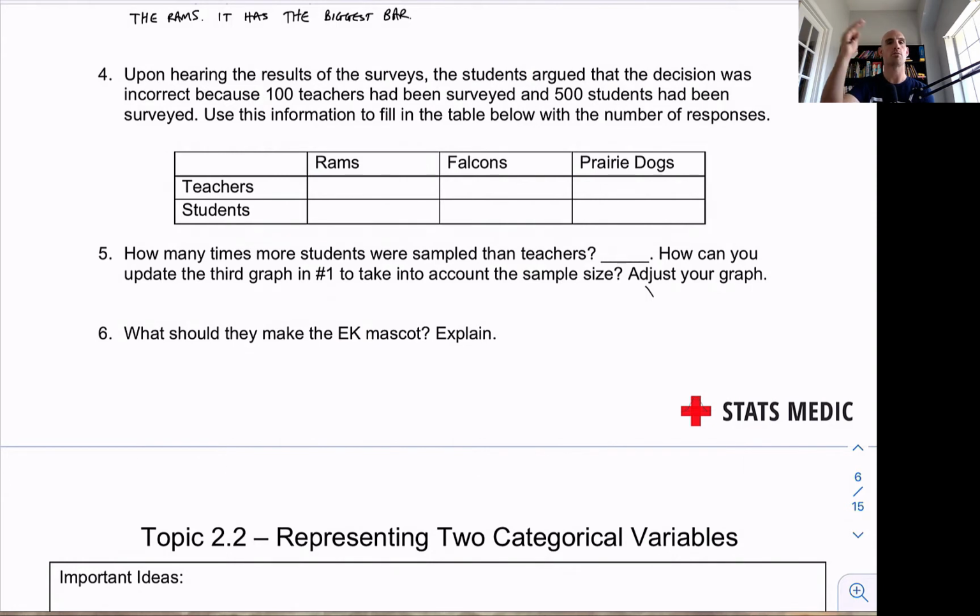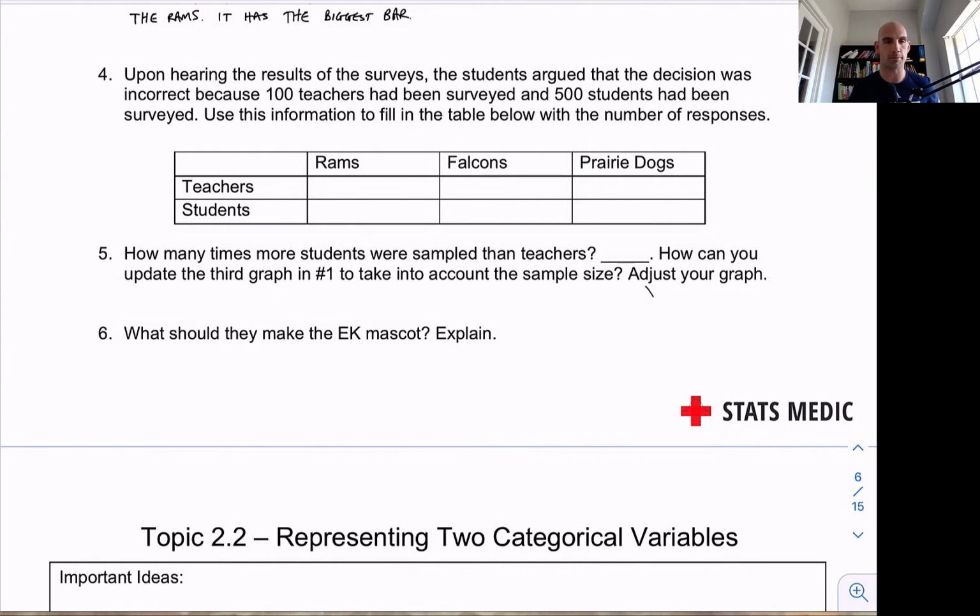The teachers wanted Rams because they had this overwhelmingly big bar, right? So an overwhelming number of teachers. So obviously we go with that. Well, if more students answered, which one is actually equitable to be the mascot based on popular opinion? That's where the mosaic chart comes in, and we're going to talk about that in just a second.